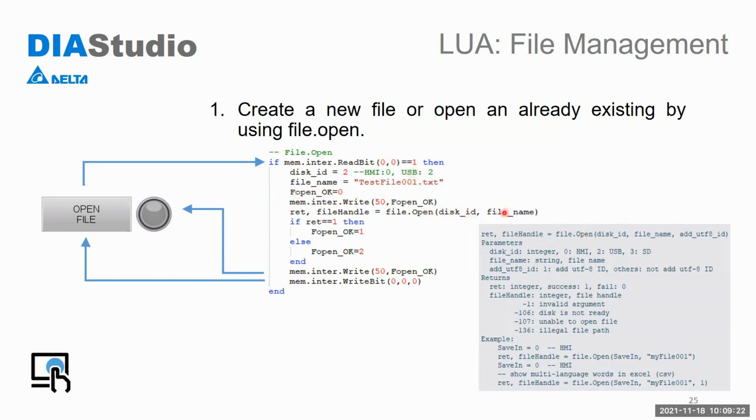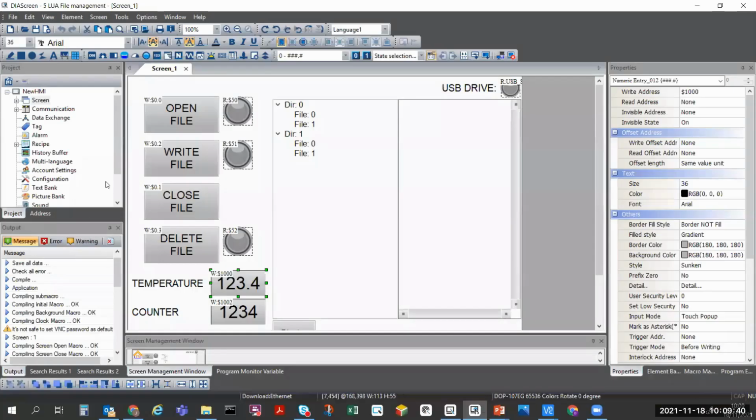So I need to indicate which file name I want to open, or create in case it's still not created. For this simple example, I create the file name here inside the Lua, but in case you prefer, you can add here a character entry and use this character entry to indicate the name of the file you want to create. It's very easy. Just simply assign an internal memory to this character entry.